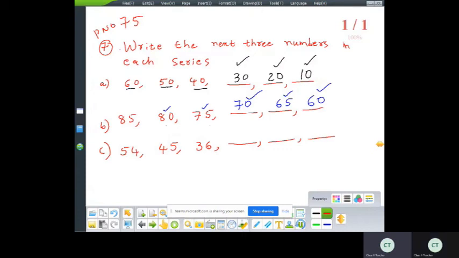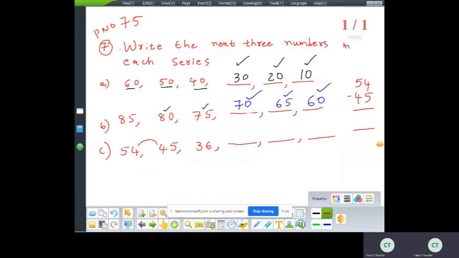First, these numbers are decreasing. 54, 45, 36. It means the given numbers are in descending order, which means from bigger number to smaller number. First, find the difference of the first 2 numbers. 54 minus 45.